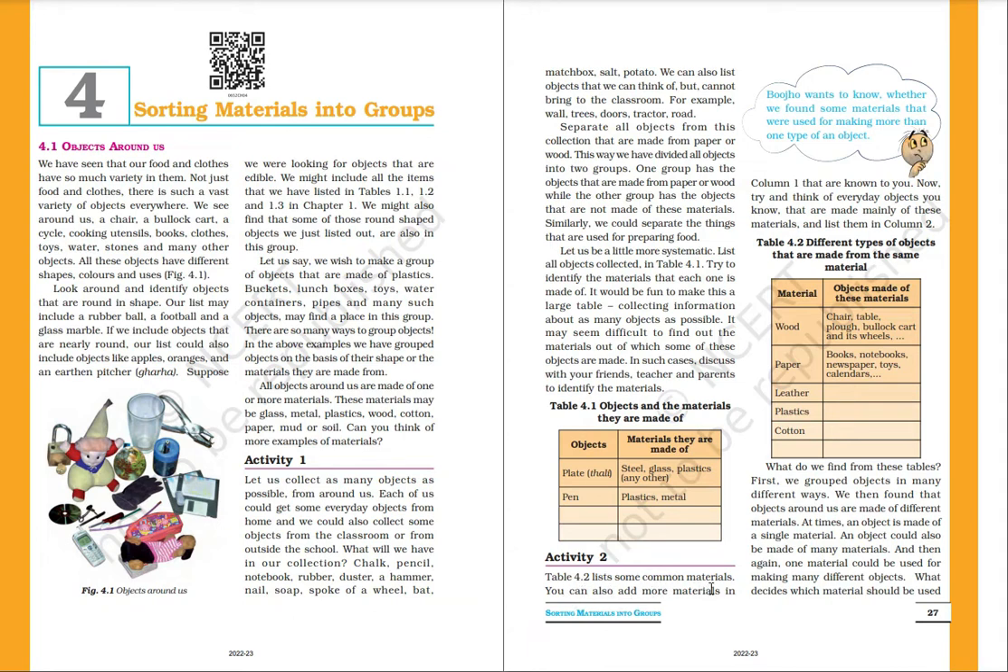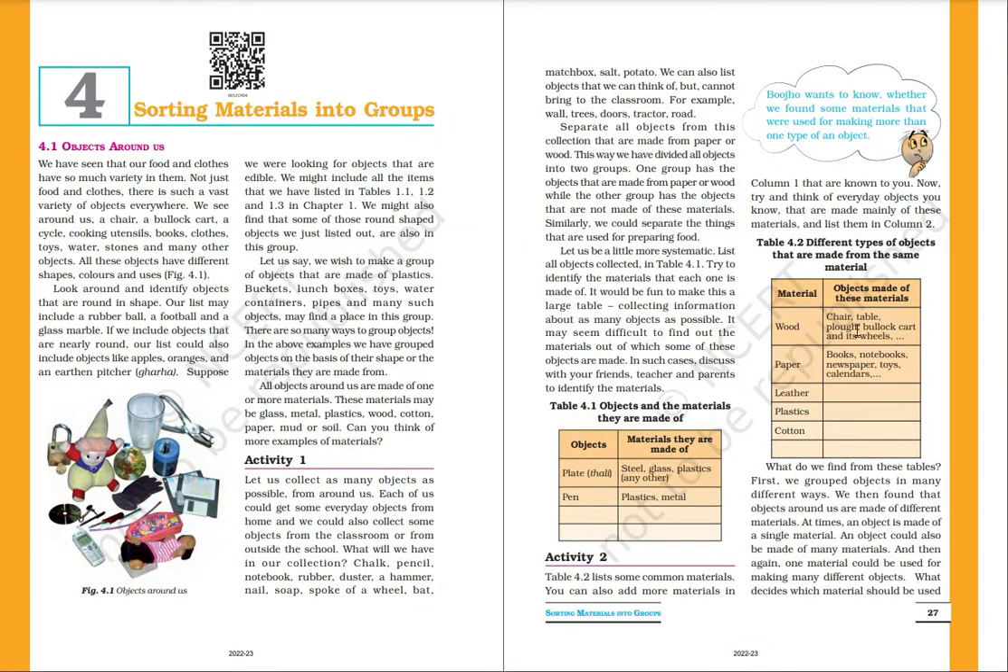Now try to think of everyday objects you know that are made mainly of these materials and list them in column 2. Table 4.2: different objects that are made from the same material. So wood, we will take a material here. Chair is made of wood, table is also made of wood, plow is also made of wood, bullock carts are made of wood, and its wheel is also made of wood, and many more things. The furniture in your home is also made of wood.